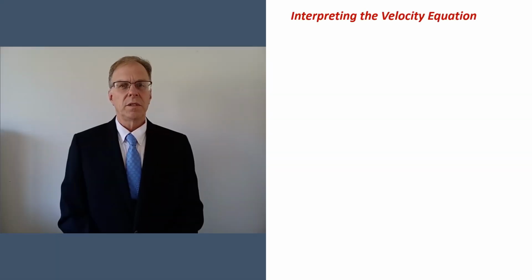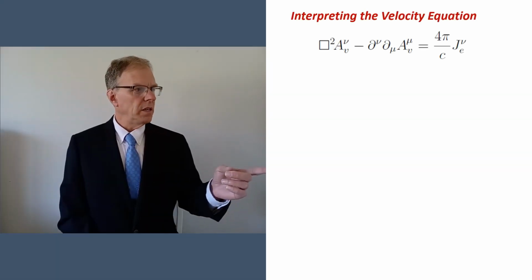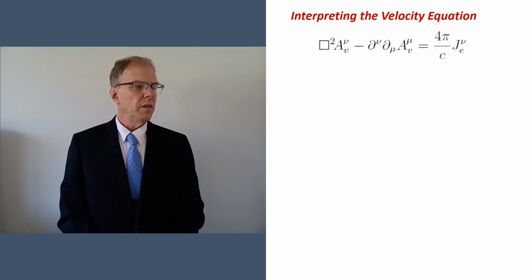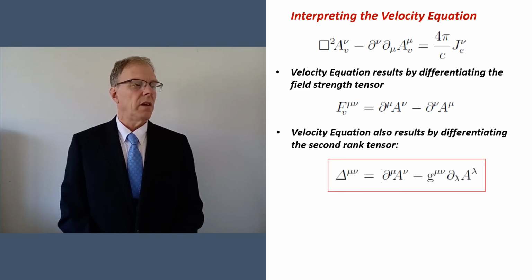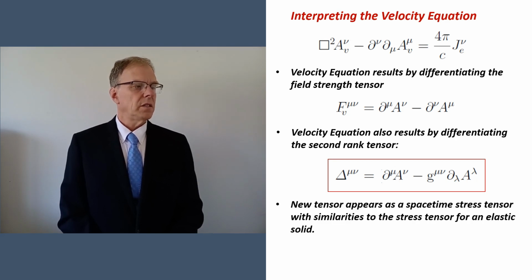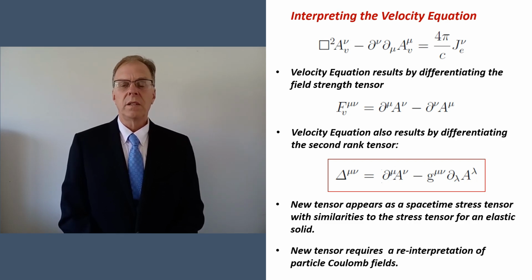Here is the potentials formulation of the velocity equation again. We know that it follows by differentiating the antisymmetric combination of derivatives shown here, but we can get this same result by differentiating the second-rank tensor that I'm calling delta mu nu. It's not a field strength tensor. Instead, it looks like a four-dimensional version of a stress tensor for an elastic solid. For now, let's just say that this other formula requires a new interpretation of the classical velocity fields.